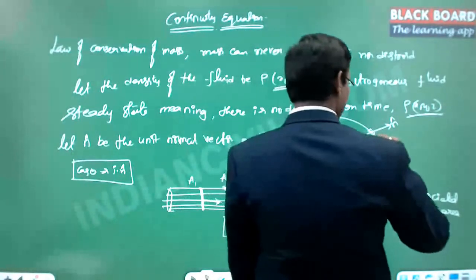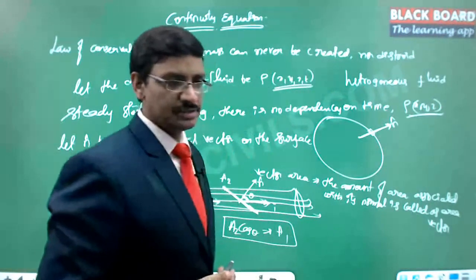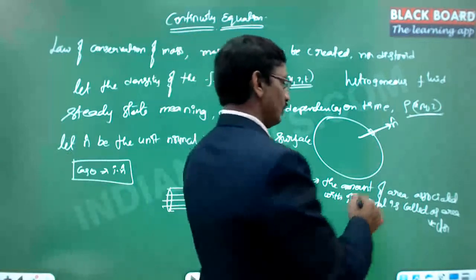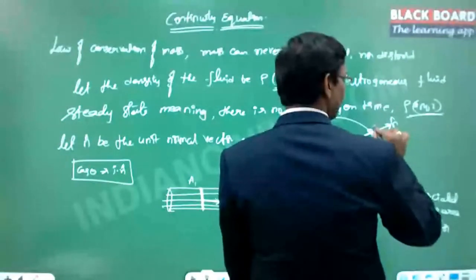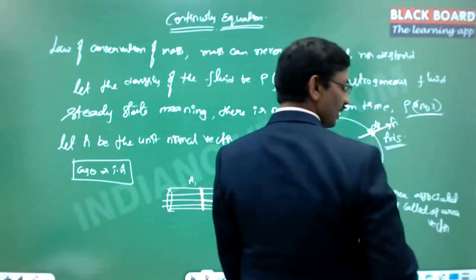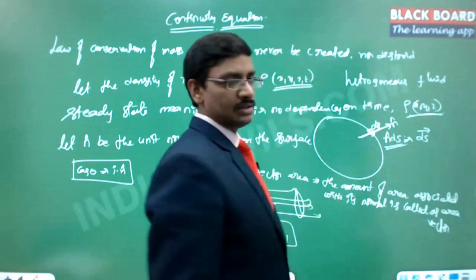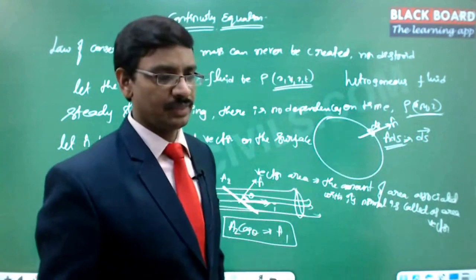Now let us say this is the outward normal vector. Even though the flow is in any of the directions, we need to take care of it. So this is the elemental area ds. This is n cap ds, which is the area vector. So n cap ds is usually represented as the ds vector.